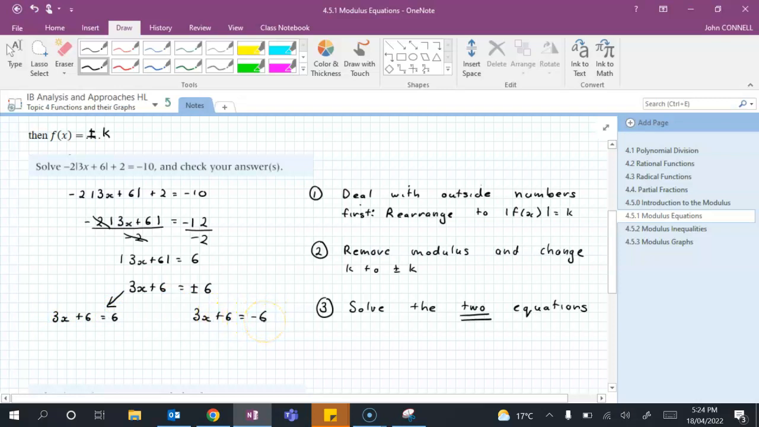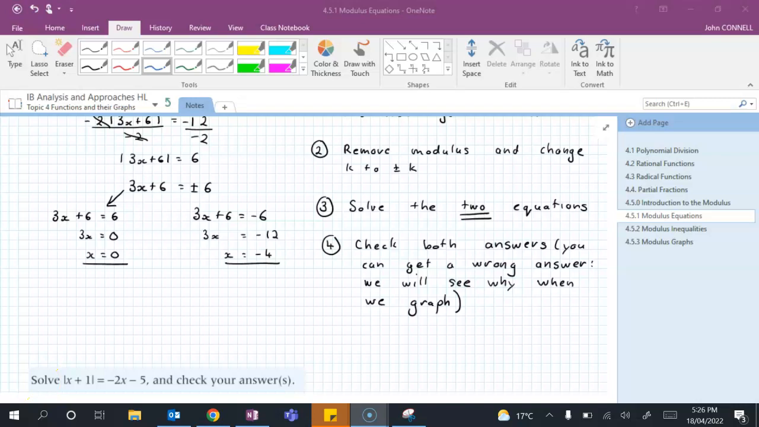They're my two equations, and if I solve them here, if I take 6 from both sides, I get that 3x equals 0, so x equals 0. That's one solution. And here, if I take 6 from both sides, I get minus 12, so x is equal to minus 4.